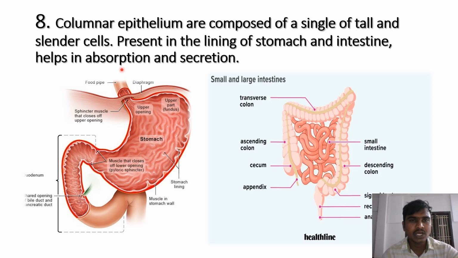It is also useful for absorption and secretion. Different absorptions and different secretions take place in our body. For example, food is absorbed in the small intestine. The small intestine has small finger-like projections called villi. And also different secretions, a number of hormone secretions, take place in our human body.